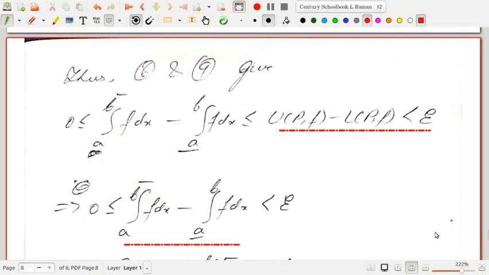Okay, so please go through this proof and try to do it yourself. Only then will you be able to understand. So in the next class we will be doing some more results on Riemann integrability. Thank you.